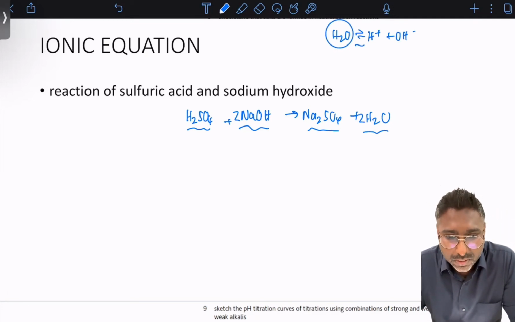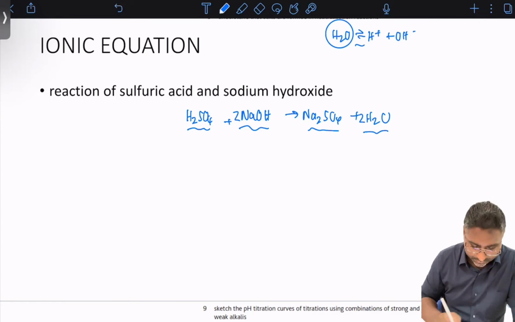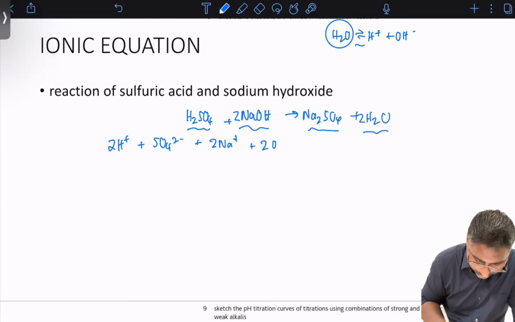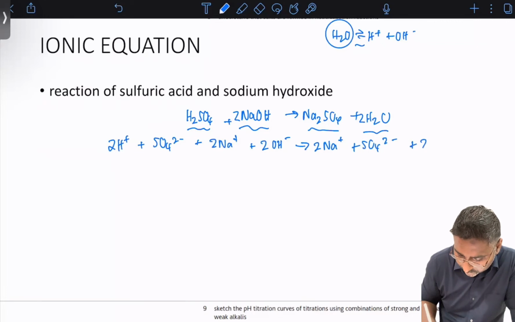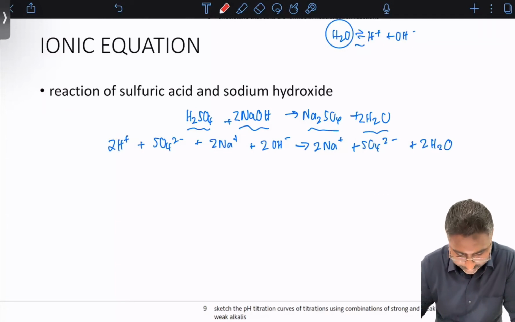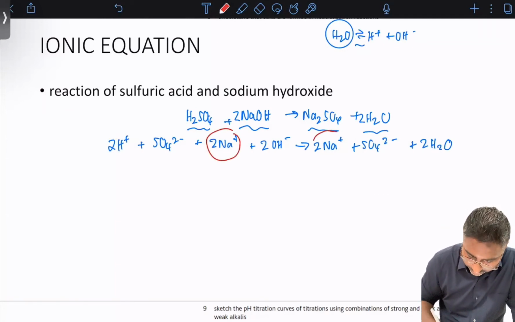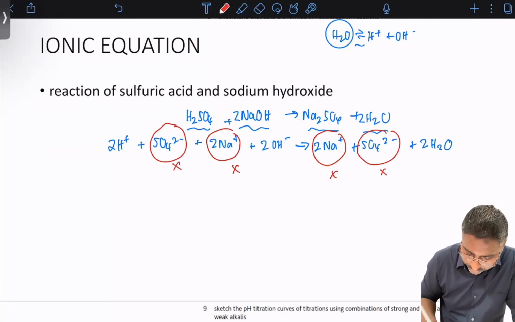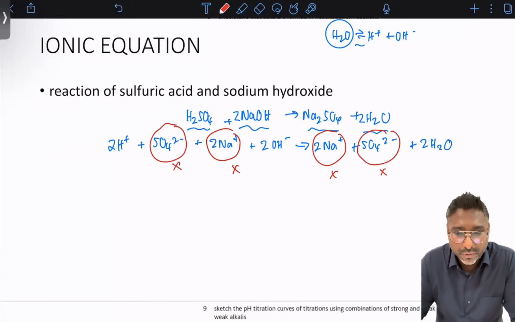So if I want to separate them into ions, I have 2H plus, I have SO4 2 minus, I have 2Na plus, I have 2OH minus, 2Na plus, SO4 2 minus, plus 2H2O. Let's look at what we can cancel. In this case, this one and this one I can cancel, and then I can also cancel this and this. Now I just want to know the ions that I cancel, Rebecca. What are they called?